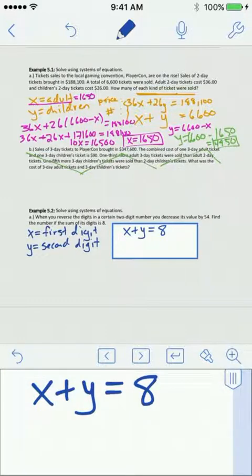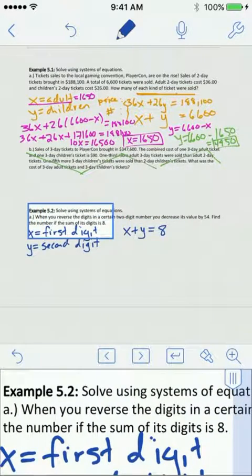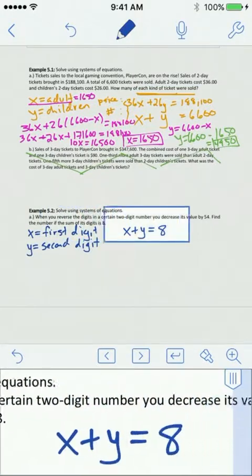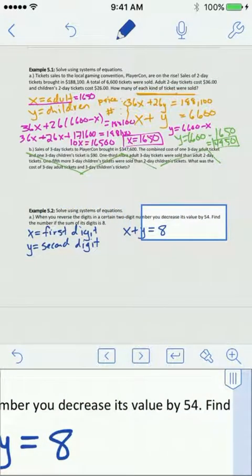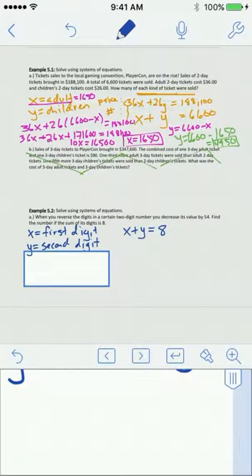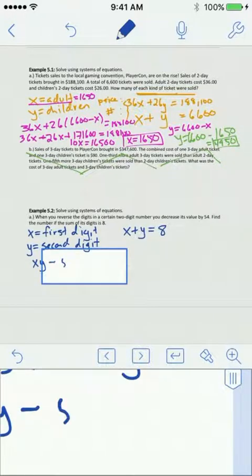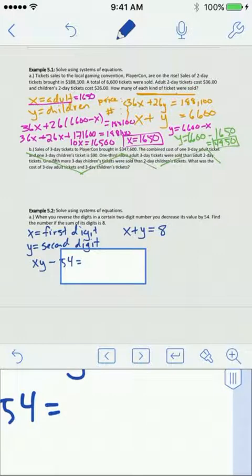The second one comes from that first sentence up there. When you reverse the digits in a certain two-digit number, you decrease its value by 54. We have to be very careful with this, especially the way we've defined our x and y. If I were just to write something like xy is my number, minus 54 is going to be the reverse of my digits, yx, right?